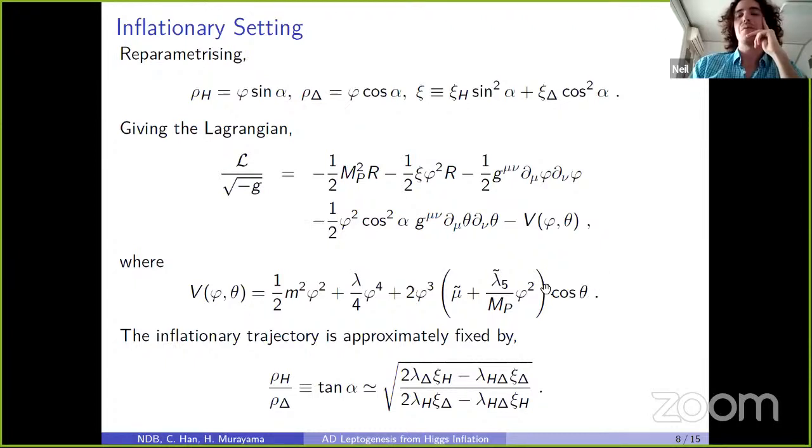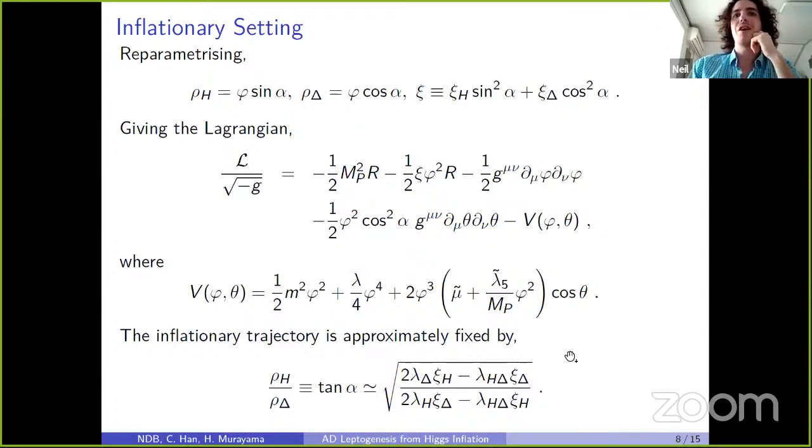We see that the lepton violating terms induce a cos theta type potential for the angular degree of freedom. This is defined within the Jordan frame, and we're going to convert to the Einstein frame, in which we recover just the Einstein-Hilbert term.